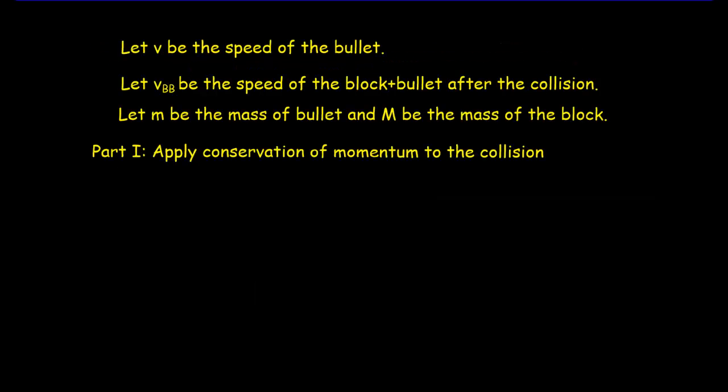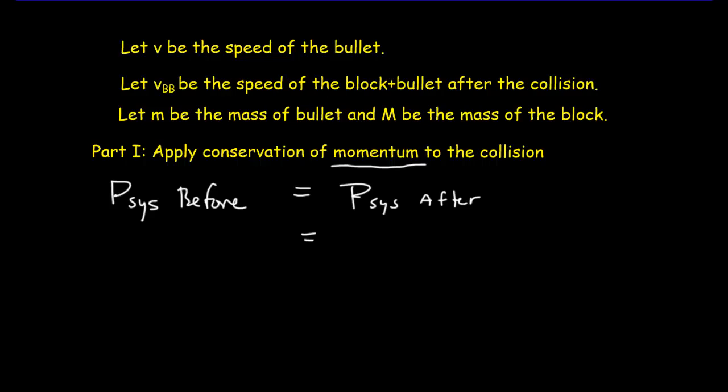Okay, let's go on to stage 1 of this problem, where we're going to apply the law of conservation of momentum. And remember, in any collision, we will have momentum conservation. And what that means is that the momentum of the system before will equal the momentum of the system afterwards. And before, the bullet had all the momentum, so its momentum was m times v. Afterwards, the bullet embeds itself into the block, and they become a combined mass, big M plus little m. And they're going to move off with a speed vbb.